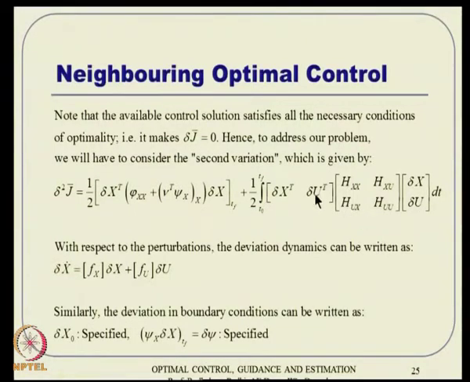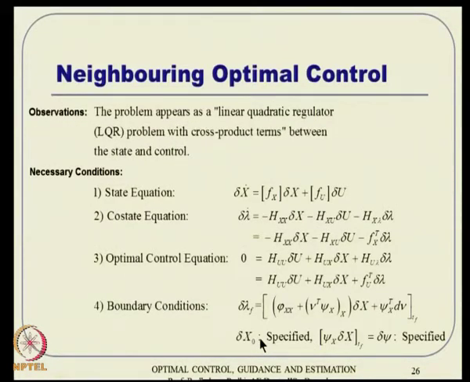So, this is the performance index, with respect to the perturbed system dynamics, which can be given like this. So, this is the cost function, and this is the perturbed state equation. Similarly, the deviation in the boundary condition can also be written like this. Delta x0 is specified and delta psi is also specified, because we know the perturbation that happened. So, that is available.